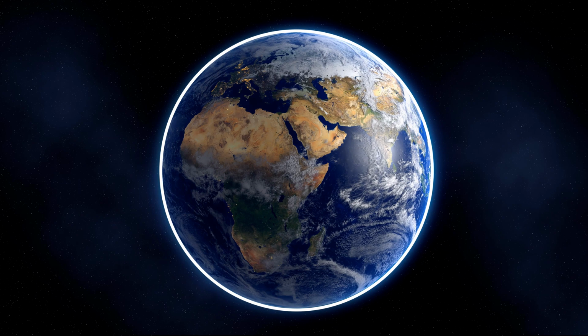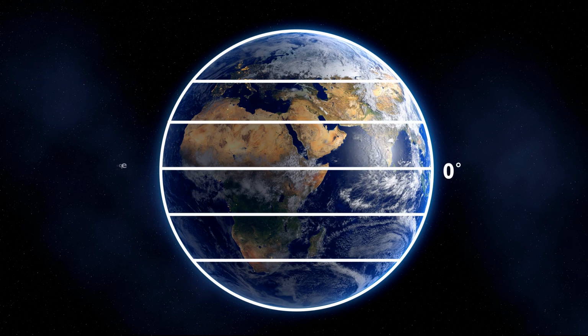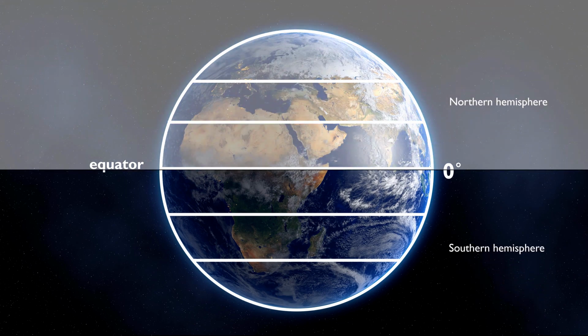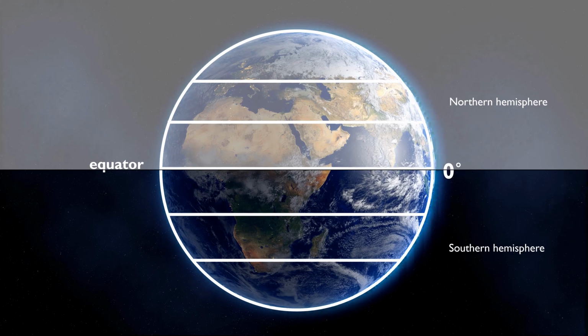Latitudes are lateral. They run from west to east. Latitudes are also known as parallels, as they are lines parallel to the equator. The equator is the longest latitude and divides the Earth into two hemispheres, the northern hemisphere and the southern hemisphere. Hence, that's why they are named north or south.